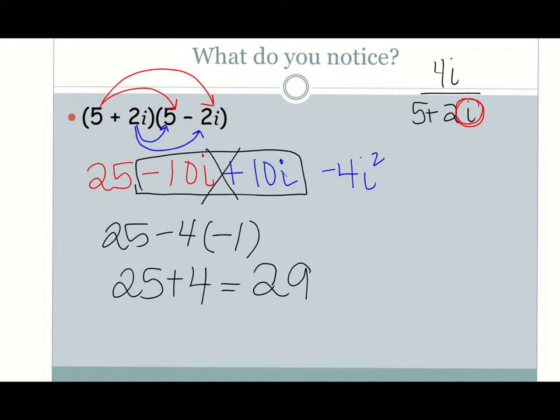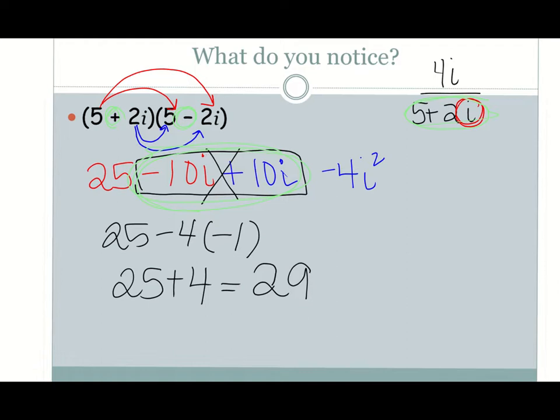So what I notice here is if I have positive and negative, if I have opposites, I can get rid of my imaginary terms. So if I want to get rid of the imaginary term in the denominator, I have to multiply by its opposite, because then I will get all real numbers in the denominator. But if I just multiply the denominator, that's going to change my entire fraction. It changes the problem. So what can I multiply in order to get rid of my i in my denominator, but also keep the problem the same?